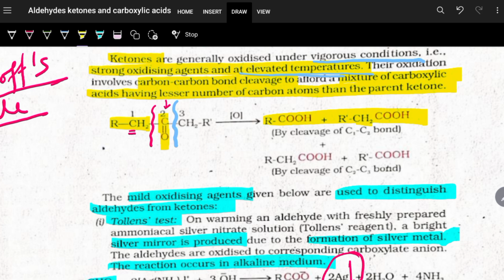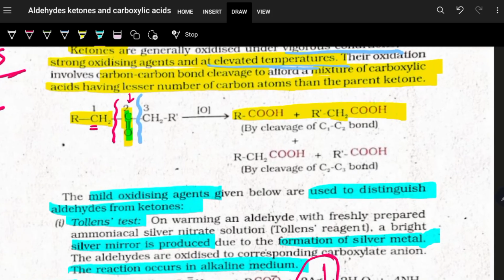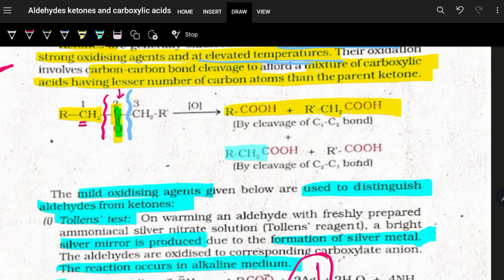Next, if it is breaking between C2 and C3, then this carbon, carbon number 2, will get converted to COOH. So you get RCH2COOH. And it is this carbon number 2 that has got converted to COOH. And in the other part, you will get R dash CH2. So this CH2 is this COOH and you get R dash COOH.